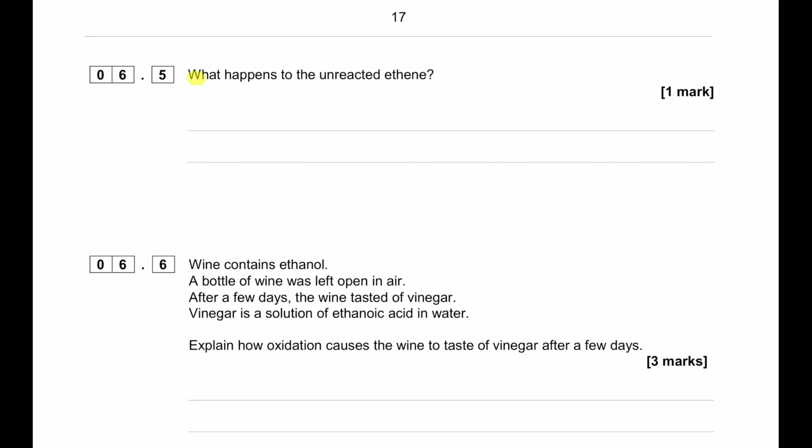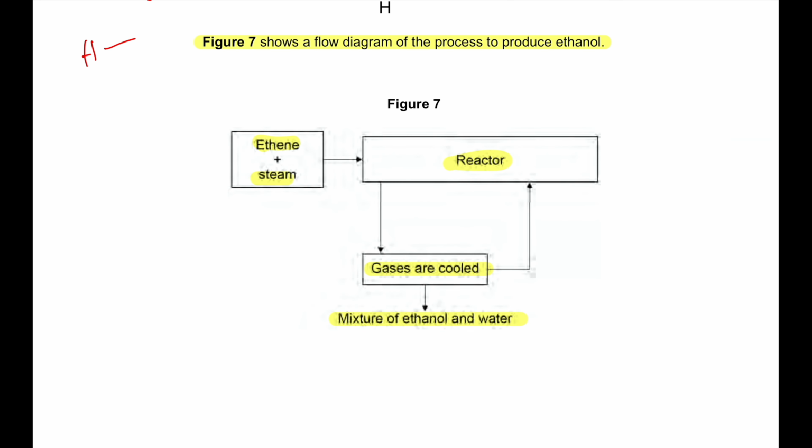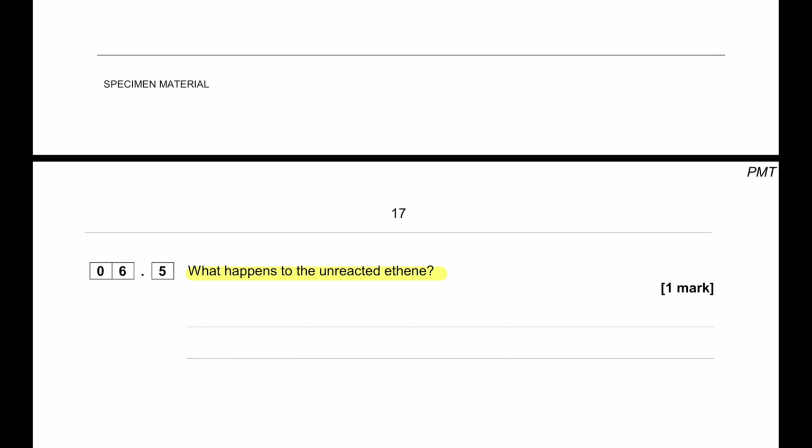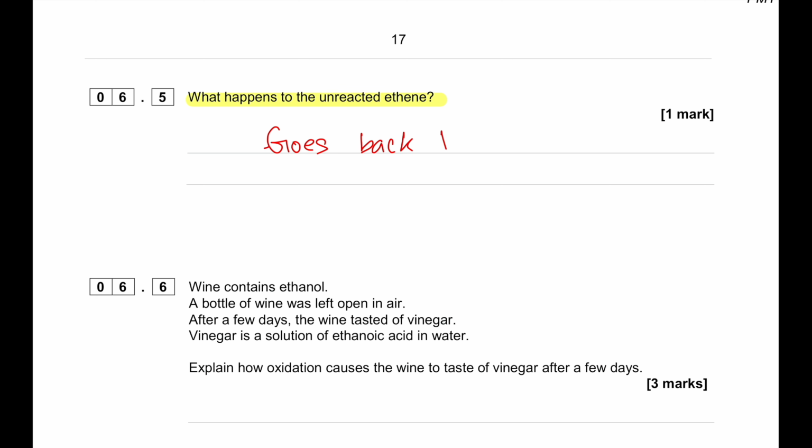What happens to the unreacted ethene? So the unreacted ethene, as we can see in the process, is always recycled back into the reactor. It's not thrown away, so it's just recycled. We can say recycled, or we can say it goes back to the reactor because it was written in that way.